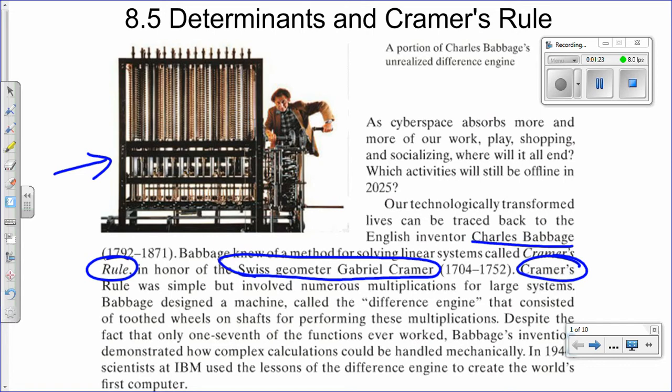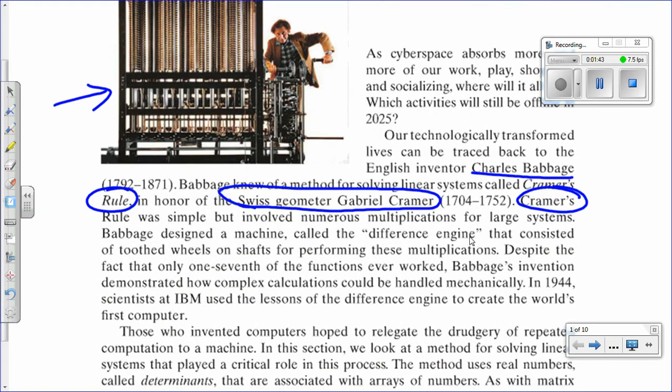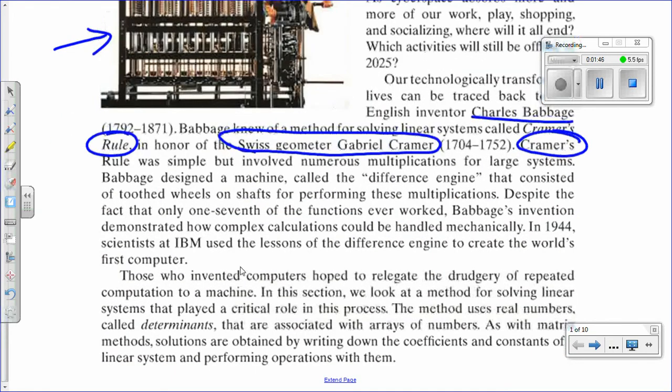Despite the fact that only 1/7 of the functions ever worked, Babbage's invention demonstrated how complex calculations could be handled mechanically. In 1944, scientists at IBM used the lessons of the difference engine to create the world's first computer. Those who invented computers hoped to relegate the drudgery of repeated computation to a machine.